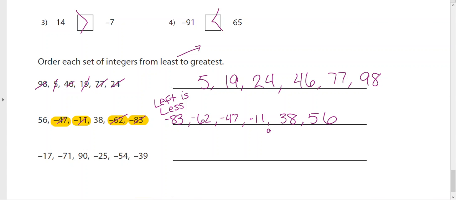And then I'm going to do the same thing for the next one. I'm going to highlight my negative numbers just so they pop out to me a little bit. And I can think of 0 as being in the middle. And remember, the numbers that are closest to 0 are like the 1s, and then you count backwards, especially on the negative side. So this will be negative 17, and then negative 25, negative 39, negative 54, and then negative 71, and then I have 90 on the other side.